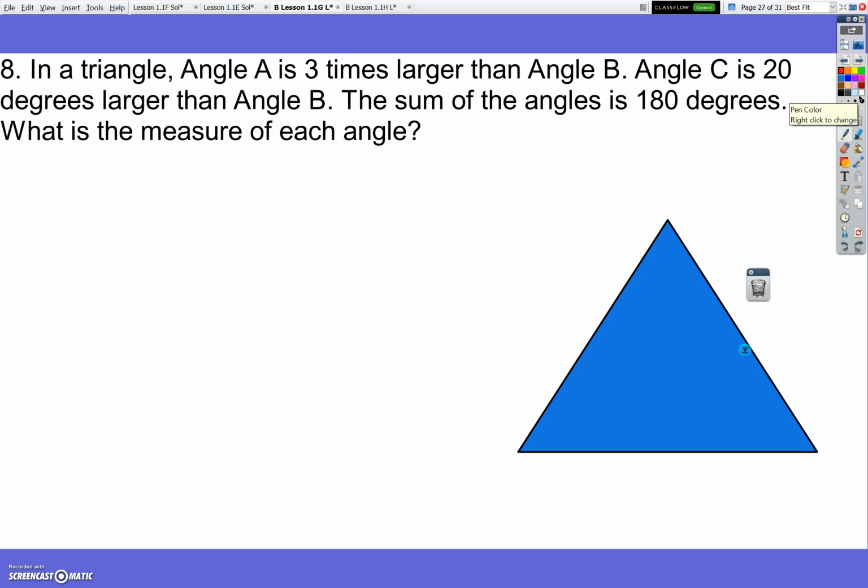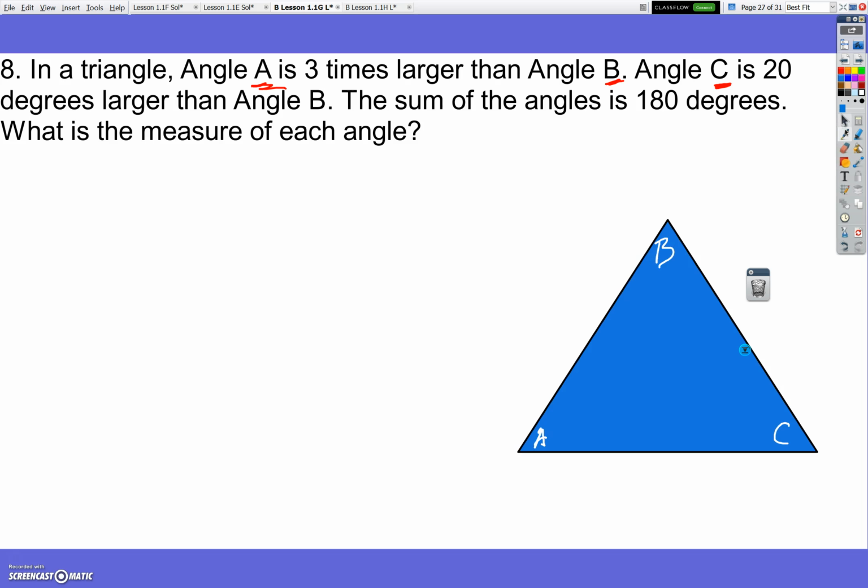So on these shapes, these ones come up often. And anytime it says in a triangle or in a rectangle, the first thing I want you to do is draw it. So I'm going to have 3 angles. I'm going to have angle A, angle B, and angle C. So what I wanted you to do is to label your angles. So this is A, this is B, this is C. So now let's go ahead and read it. In a triangle, angle A is 3 times larger than angle B. Angle C is 20 degrees larger than angle B. Find the sum of the three angles. So when I add up all the angles together, they're going to add up to 180 degrees.